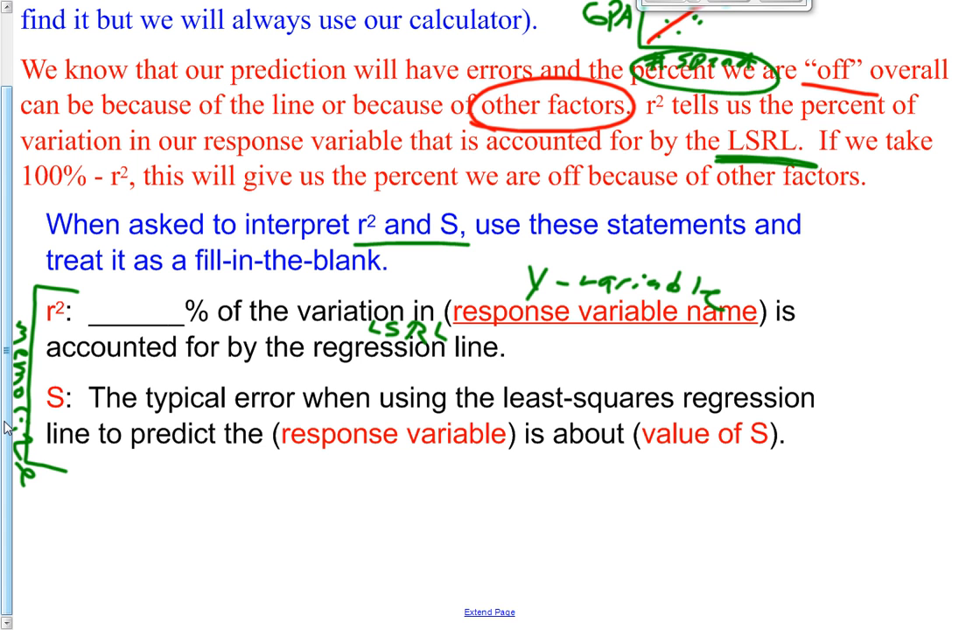And so then s is our typical error. We're not going to be perfect when we predict. We're going to have error one way or the other, but we're going to expect that error, the typical error when using the least square regression line. Again, we would abbreviate this LSRL. Line to predict the response variable. So again, the y variable is about the value of s. So we'll be doing that a couple different times in the video lesson for today.